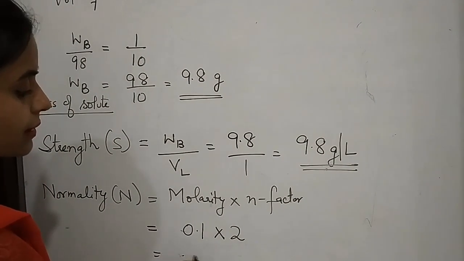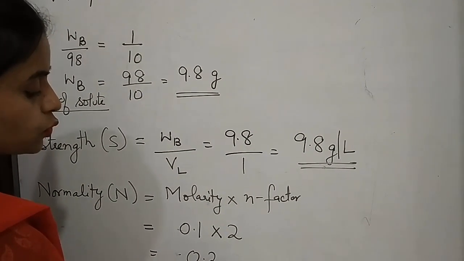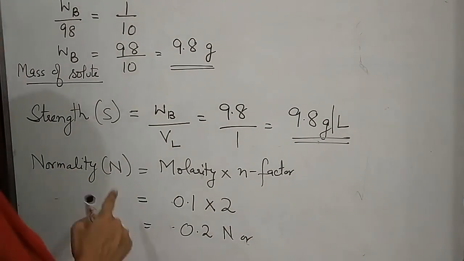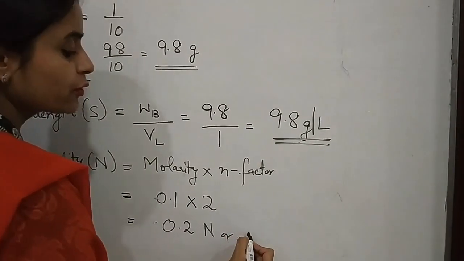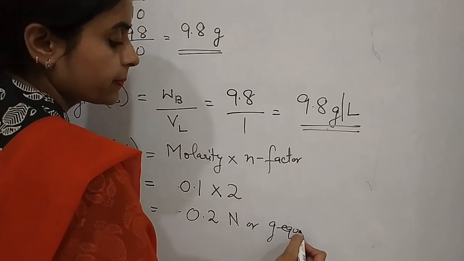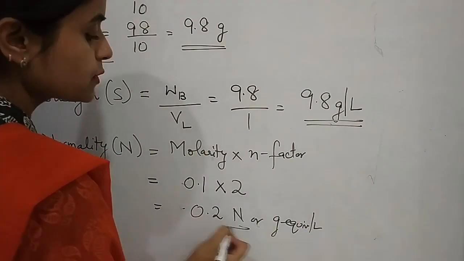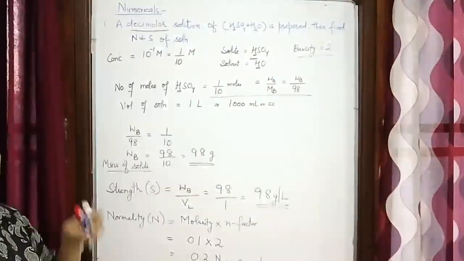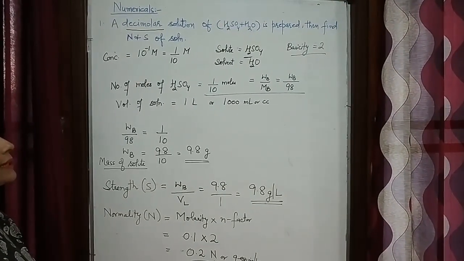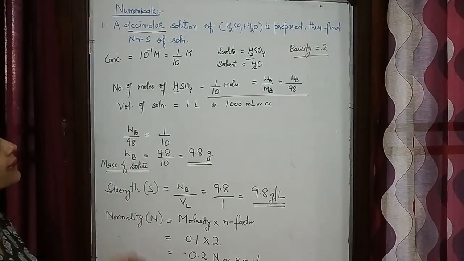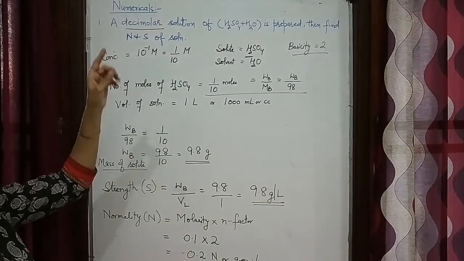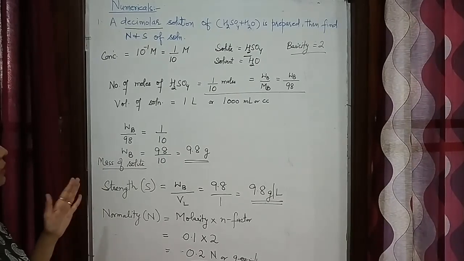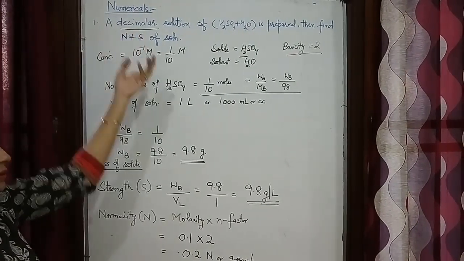So your answer is 0.2 normal, or you can also write it as 0.2 gram equivalent per liter, because the unit for normality is gram equivalent per liter. So this is your second answer. So students, it is so simple. Firstly, you have to write down all the things which are given in the question, and then from that you have to find out which is solute and which is solvent, and thereby you will find out the normality and strength or other concentration terms.